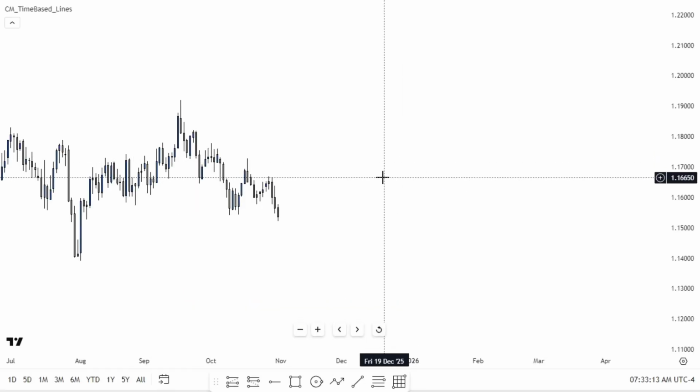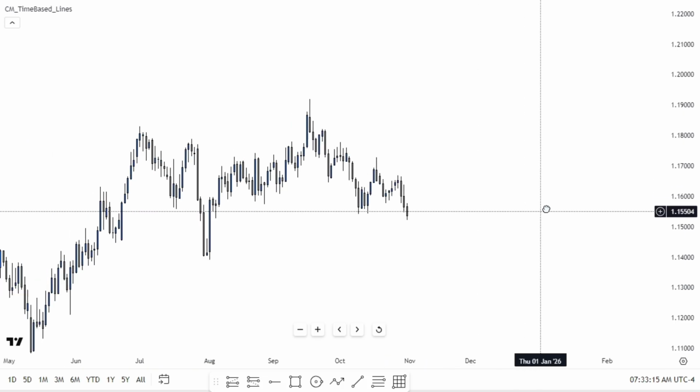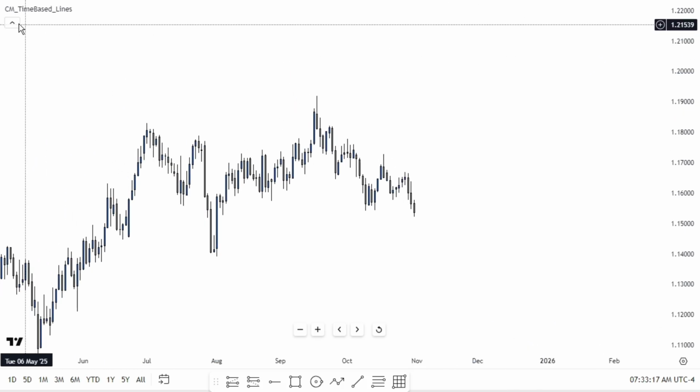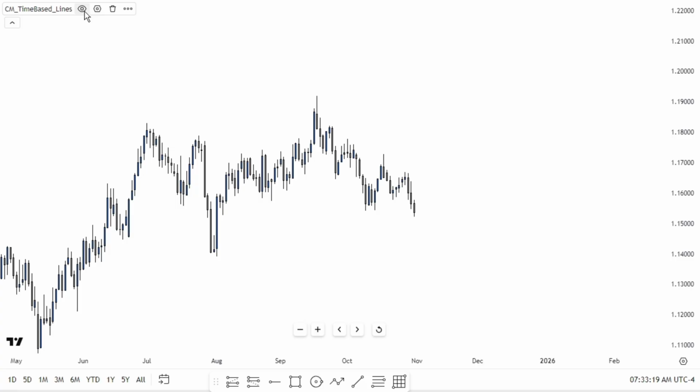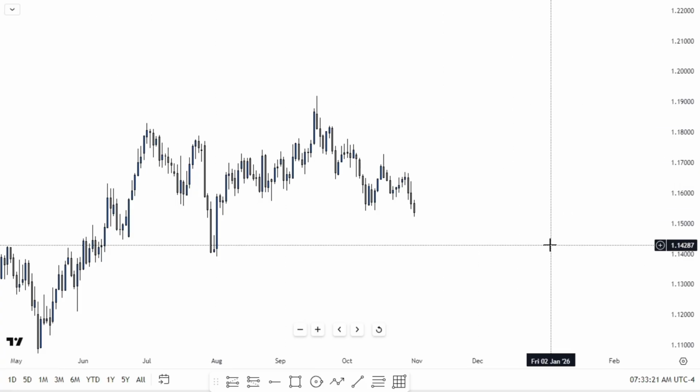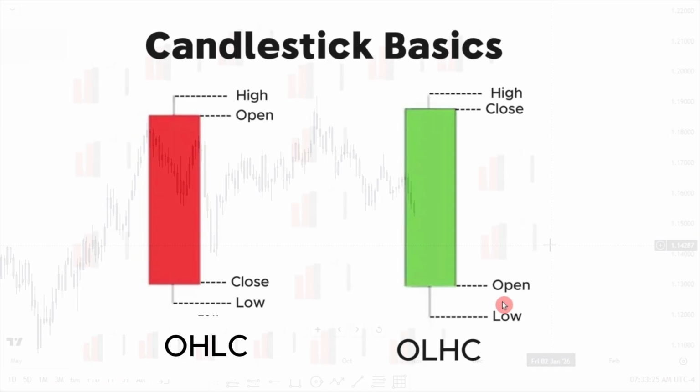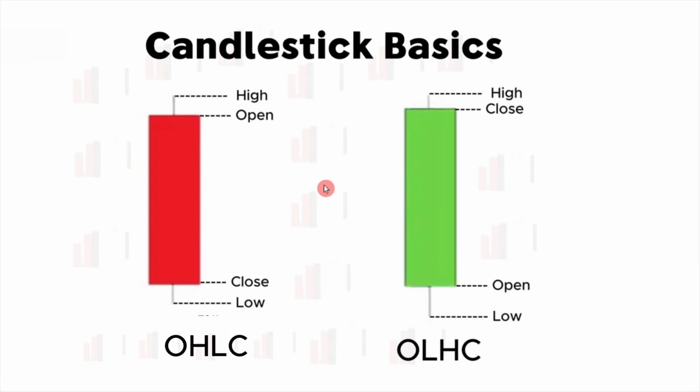In today's video, we're taking a deep dive into one of ICT's most well-known concepts, the power of three. You might have heard it referred to as accumulation, manipulation, and distribution. But before we get into the structure itself, we first need to understand a few basics about how price actually moves within a candle. We'll go over what open, high, low, close, or OHLC actually means.